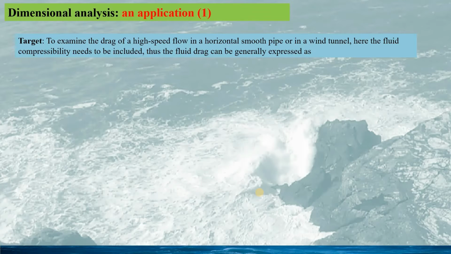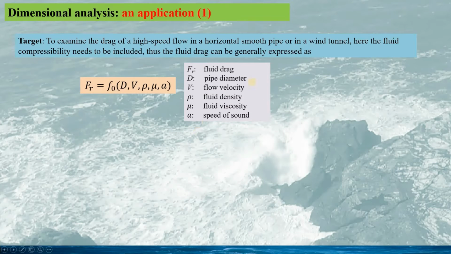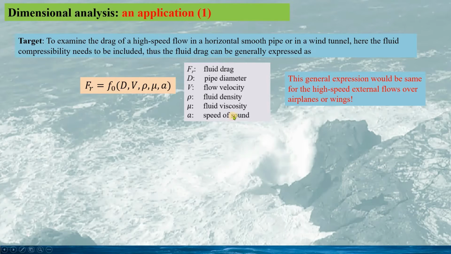Let's first look at the dimensional analysis of a general flow problem. The case we are looking at is the fluid drag of a high-speed flow in a horizontal smooth pipe or in a wind tunnel. Here, the fluid compressibility needs to be included. Thus, the fluid drag can be generally expressed as the function of the pipe diameter, the fluid velocity, the fluid density, fluid viscosity, as well as the speed of the sound. This general expression would be the same for the high-speed external flows of an airplane or wings or airfoils.